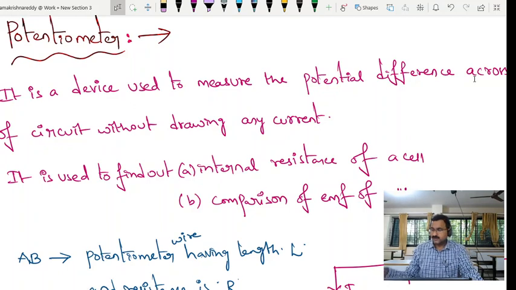So today we are discussing the potentiometer. The potentiometer is a device used to measure the potential difference across any part of the circuit without drawing any current. So already you know that one.